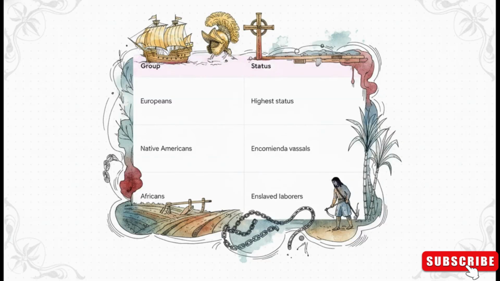This system explicitly categorized populations to dictate their specific economic roles. You had Europeans sitting at the top holding government and temporal power. Native Americans were legally defined as vassals bound to the Encomienda, and Africans were designated as forcibly enslaved laborers. Every single person had a defined status, and that status dictated their entire existence within the empire. This was the exact blueprint of the Spanish colonial engine in action.